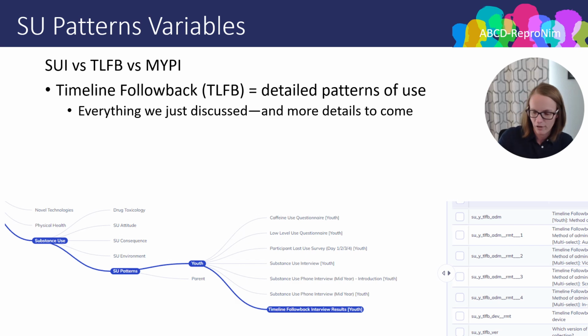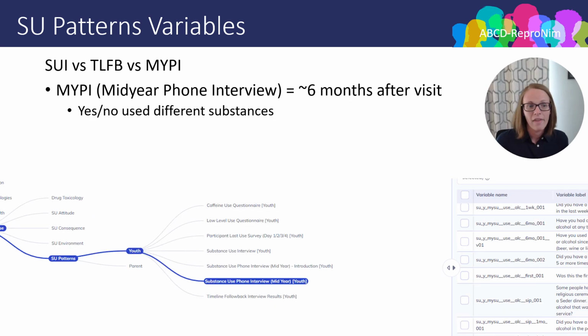And we're going to talk more about that in a second. And then we have the mid-year phone interview. The mid-year phone interview occurs for almost every single study visit. We did skip 1 year, but at about 6 months after their study visit, they get a phone call, or eventually they get sent a remote survey to complete to answer just, since you were last in, have you used substances? And so this just gets us a little bit more information, intervening information.